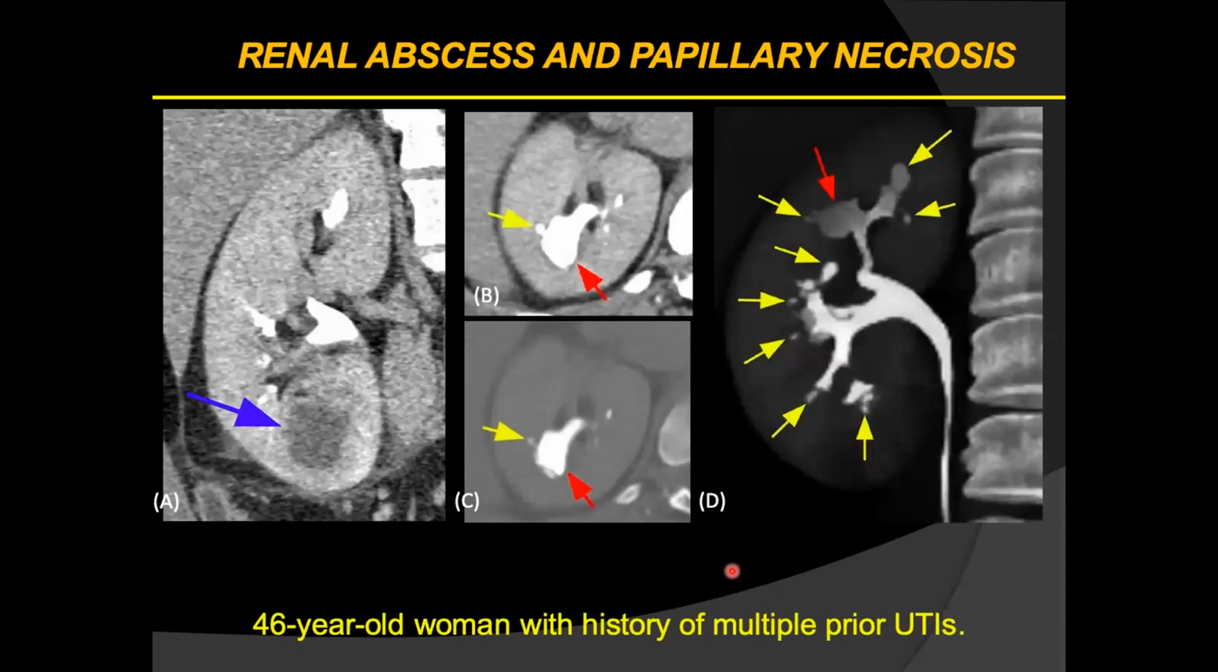Again, this is a case of a 46-year-old woman with history of multiple prior urinary tract infections. This is a coronal excretory phase image, which is showing evidence of a hypodense, marginally enhancing lesion suggestive of an abscess in the lower pole. These excretory phase images in the soft tissue window, wide window, and the coronal MIP images show that the upper pole calyx is dilated and blunted. And there are again multiple collections of contrast, as you can see, giving rise to a ball on tee appearance. Again, multiple ball on tee appearances.